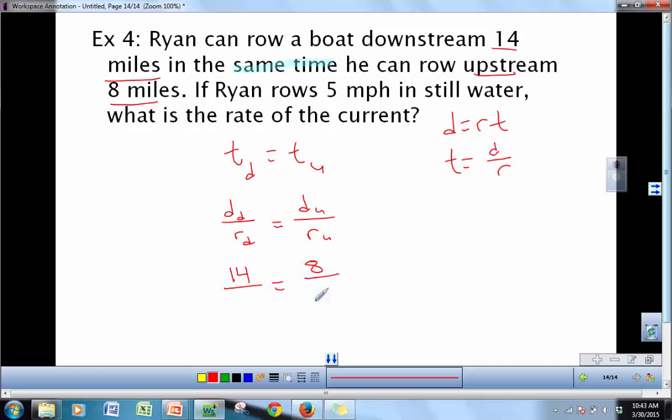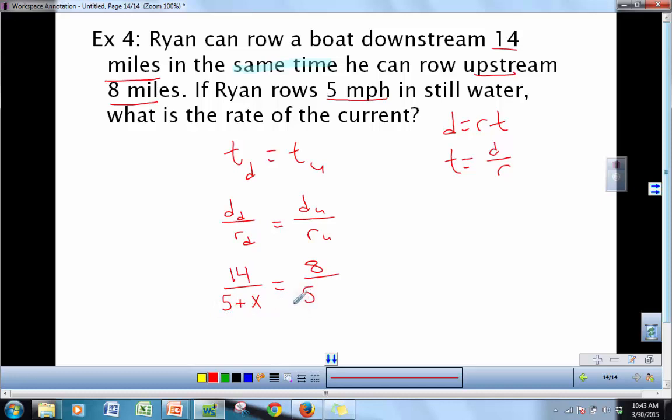Okay, now the difference in this problem is we don't know a lot about the rates, but we do know that Ryan rows 5 miles an hour in still water. So if there's no current, he's going to be going 5 miles per hour. Well, if he's downstream, he'll be going 5 miles an hour plus whatever the current is pushing him. 5 plus x. It's going to make him go faster than 5 miles per hour.